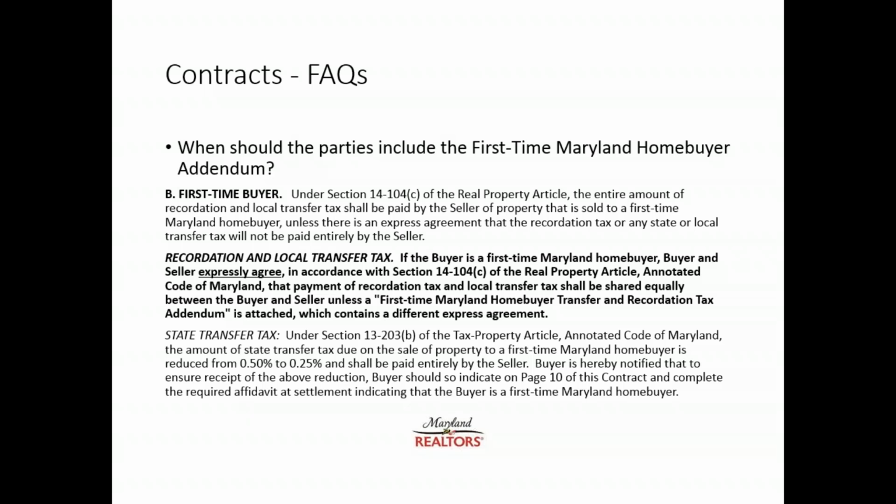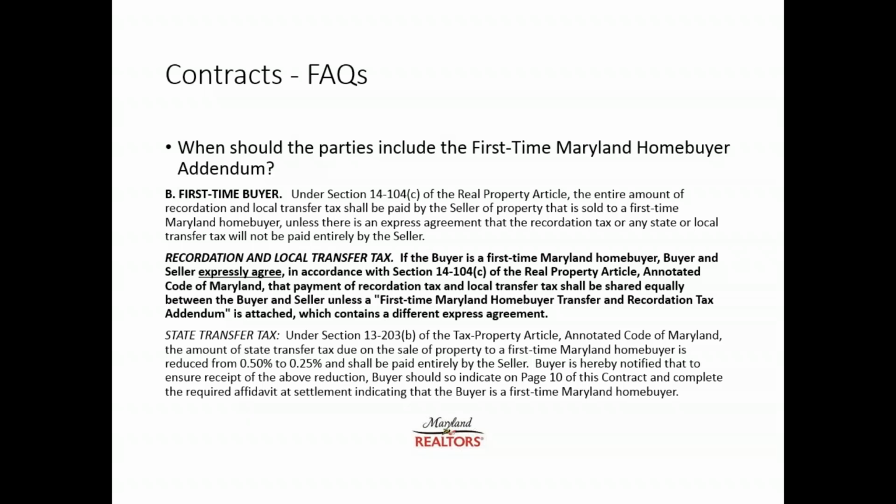So that's a statement of the law. Under section 14-104C, the seller pays unless there's an express agreement. Again, that's a statement of the law under 14-104C. That second sentence that I'm about to read under recordation local transfer tax, that is the express agreement contemplated. What does it say? If the buyer is a first-time Maryland home buyer, buyer and seller expressly agree. So we have the express agreement that the parties are going to split in the body of the contract.